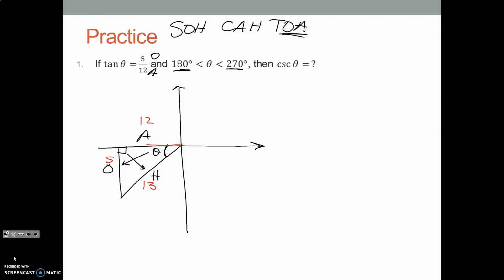Now, are any of these negatives? Well, for my 12, I am moving to the left, so that would be a negative 12. And for my 5, I am moving down, so that would also be a negative 5. Remember, your hypotenuse, though, is never negative.